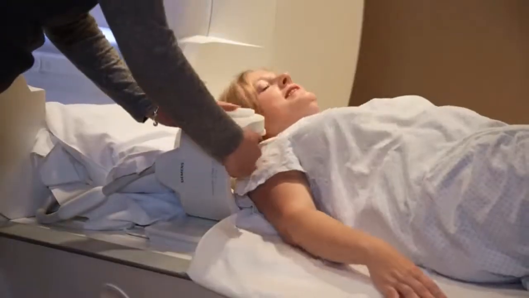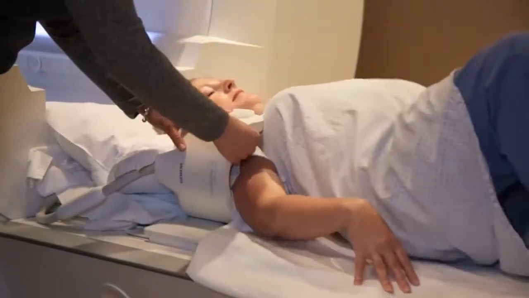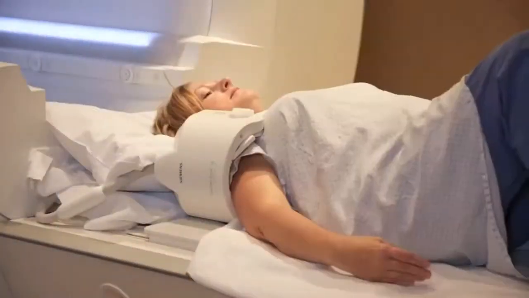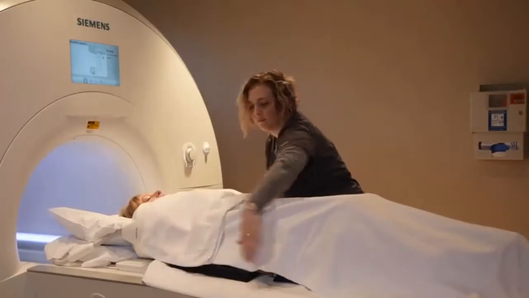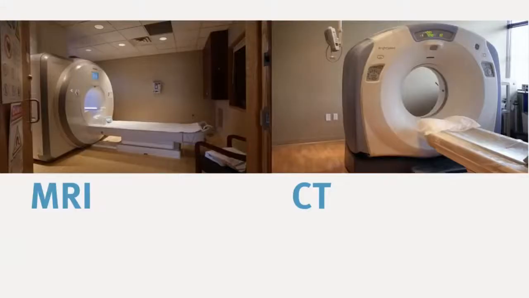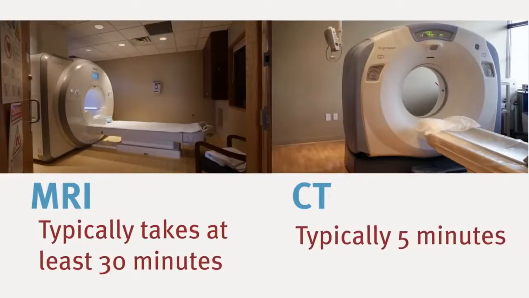So if the patient were to lay down on the table right now, we would place their shoulder into that coil, and between the radio frequency, the strong magnetic field, and the coil, which acts as an antenna, we are going to produce images of the soft tissue and the bone with MRI. I think that's one of the things that patients get the most confused on. You know, a typical MRI is going to take at least 30 minutes. A CT scan is typically 5 minutes.